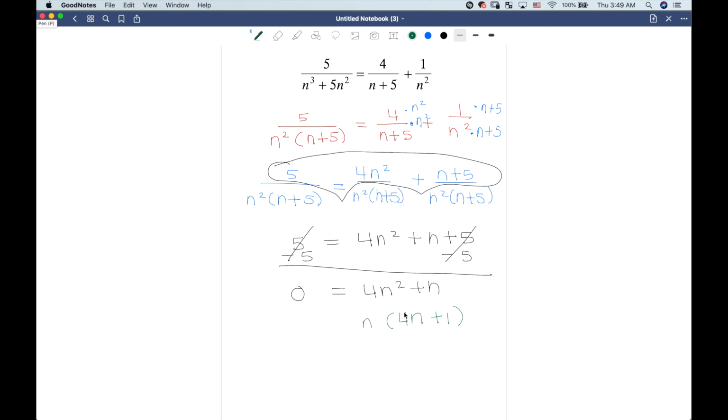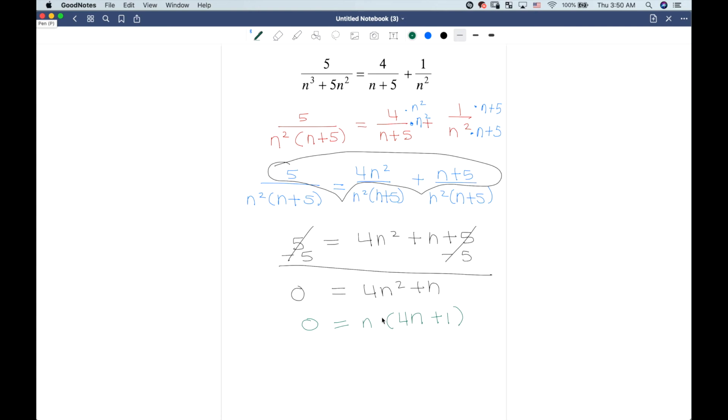If you're not sure, just work backwards. n times 4n is 4n squared. n times 1 is n. Okay, so now here, after you've factored everything out, there's nothing else that you can do. But I still have 2 variables, which doesn't make sense. What you're going to do when you get to a point like this, when you have multiple variables but there's nothing else you can do, you're actually going to just separate them and set them all equal to 0.